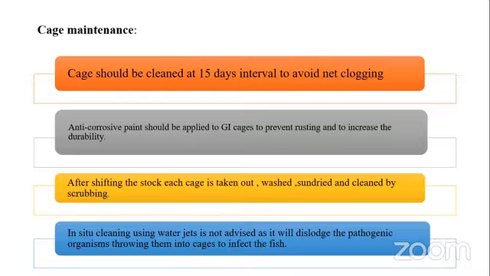So cage maintenance is also of prime importance. It should be cleaned at every 15 days interval to avoid net clogging. Anti-corrosive paint should be applied to GI cages to prevent rusting and increase the durability. After shifting the stock, each cage is taken out, sun-dried and cleaned by scrubbing. In situ cleaning using water jets is not advised as it will dislodge the pathogenic organisms, throwing them into the cage to infect the fishes. So cage fabrication and cage maintenance is very, very important to note, along with the various points discussed.